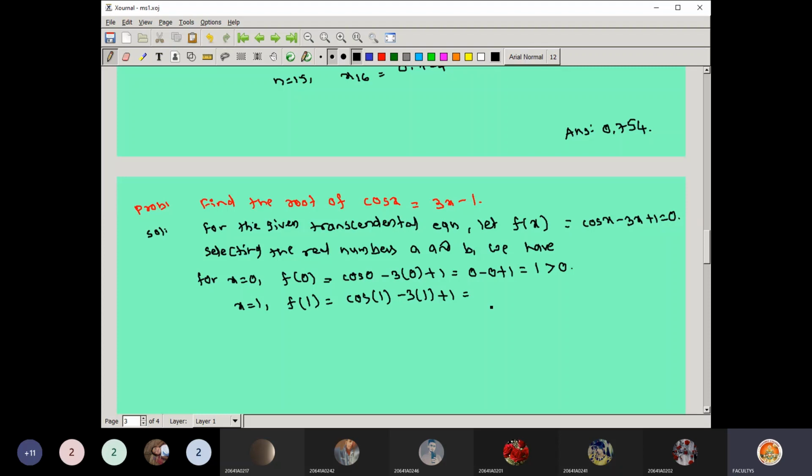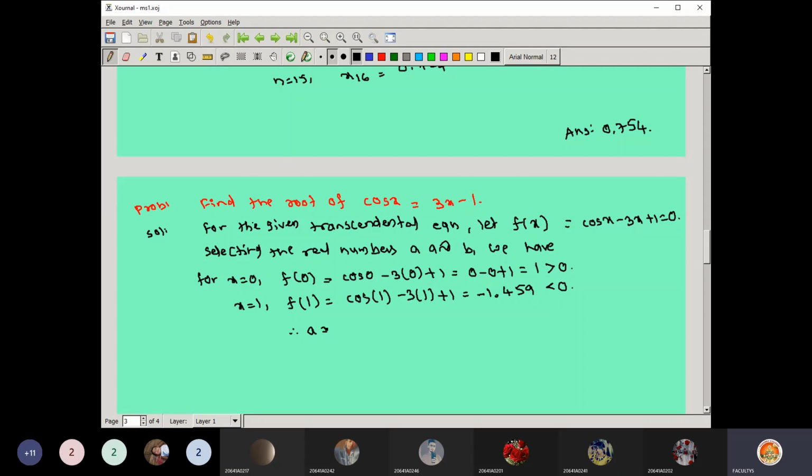So the answer is minus 1.459. So this is less than 0. Shall I stop the process or continue the process? Are you getting opposite signs? Yes, you are getting the opposite signs.